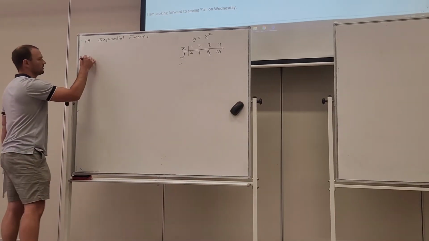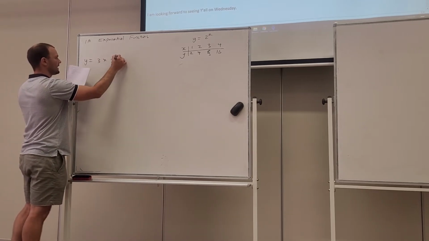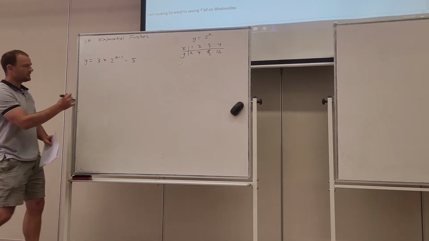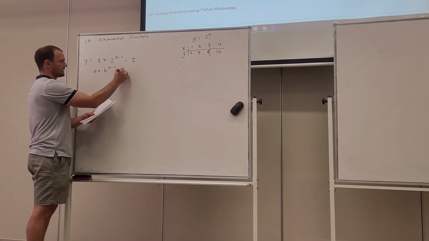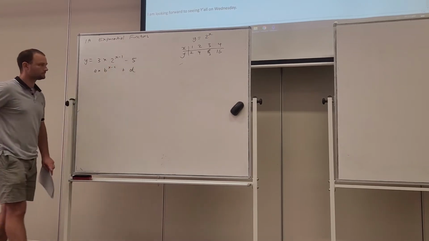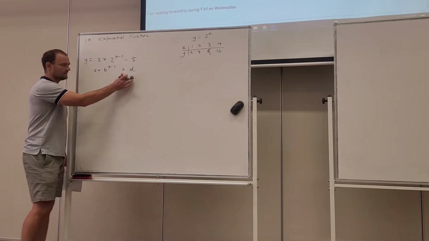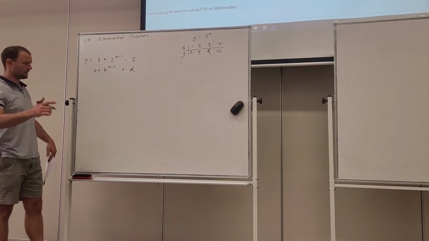We have the function 3 times 2 to the power of (x take 1), take 5. So here's the base function: a times b to the power of (x take c), plus d. And it tells us what all of those values do. So c and d are the same. We use that notation the same for all functions that we deal with.